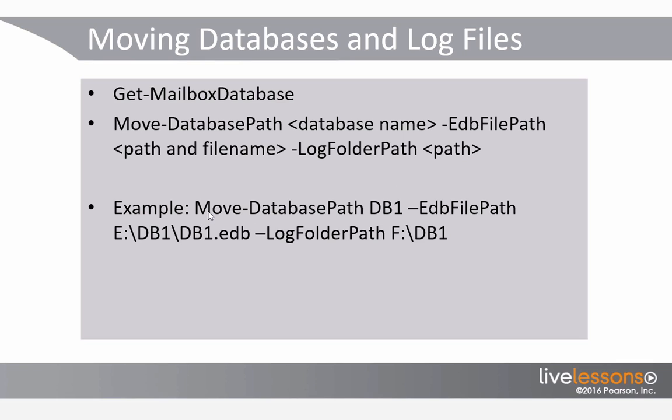So let me show you an example. In our example, we have Move-DatabasePath, and then we have DB1, which is the new name for the database that we just renamed, and then we have -EdbFilePath. Remember, this is for moving the database, and we're going to move that database to /db1/ and then we have to provide the database name. In this case, it's db1.edb. Then we're going to move the transaction logs, so we're going to use the -LogFolderPath switch, and we're going to specify that we want the transaction logs moved to f:/db1. So that's how we're going to do this. Let me switch back over to my Exchange server, and we'll move the database.